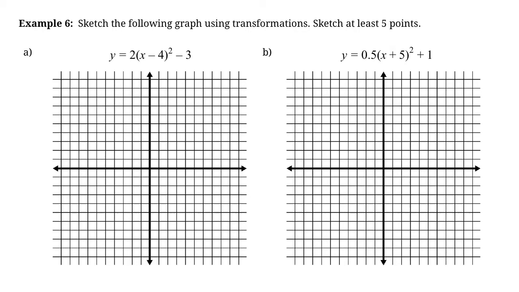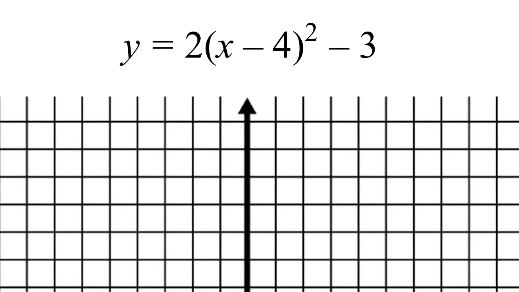Again, we're going to be following that same type of mapping rule where we're taking the table of values from our original parent equation and we are applying the transformations to our x and y values to create a brand new table of values. Our first equation is y equals 2 multiplied by (x minus 4) squared minus 3.